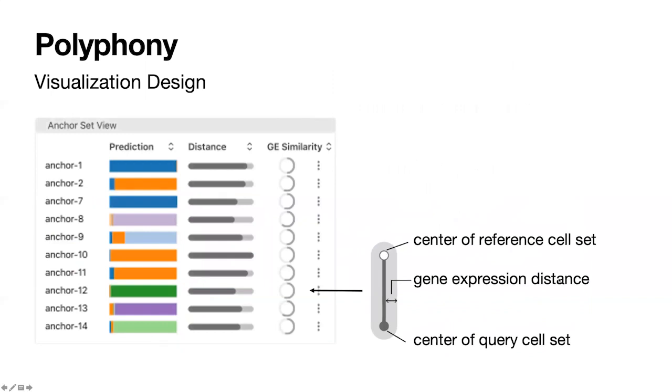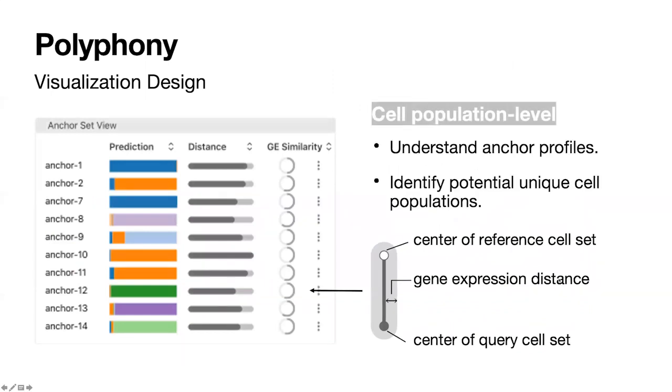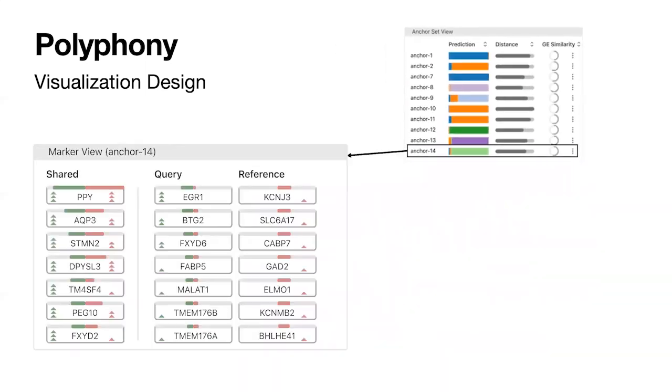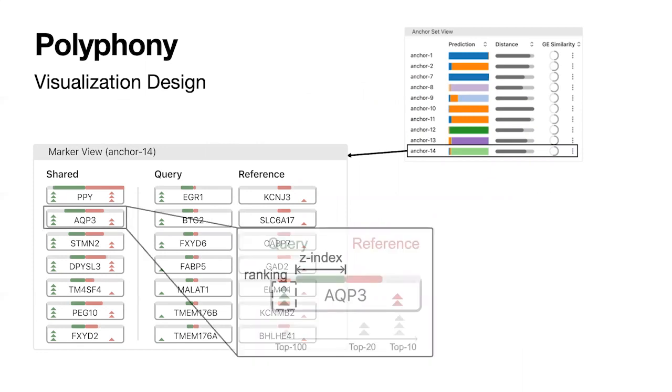We also want users to gain an understanding at the level of smaller cell populations. In an anchor set view, users are presented with the current list of anchors in a table. In the marker view, users can focus on a particular anchor of interest and investigate that anchor at the gene level. The three columns show the top differentially expressed genes that are shared in the query and the reference, or are differentially expressed in only one of the two. The horizontal bars display the z-score of the differential expression results, and the triangle glyphs encode the ranking of each gene among the top differentially expressed genes in the query and the reference.